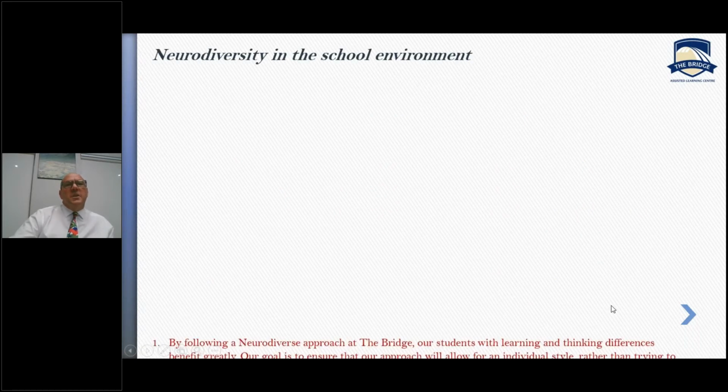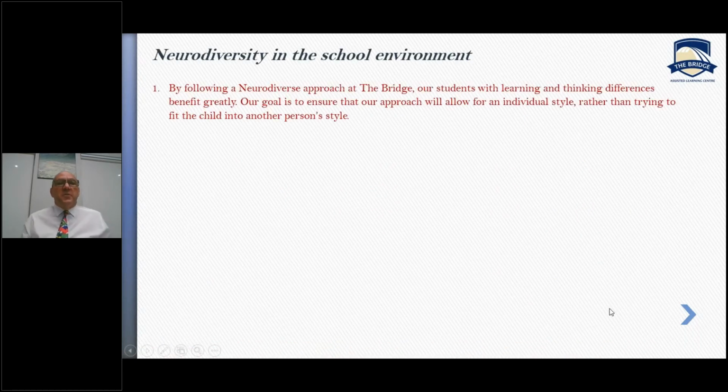So let's look at what we do at school. By following that neurodiverse approach at the Bridge, our students with learning and thinking differences benefit greatly because they're in an environment where they are accepted. They've got differences, but they're fully accepted. So our goal is to ensure that our approach will allow for that individual style. And that's what I was saying earlier, rather than trying to fit the child into another person's style. We want to recognize that individual at our school.